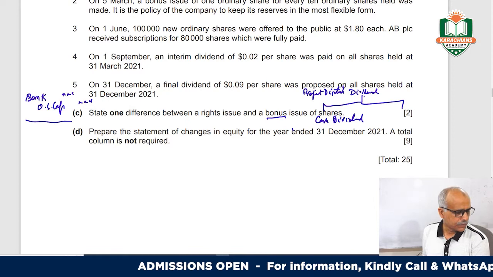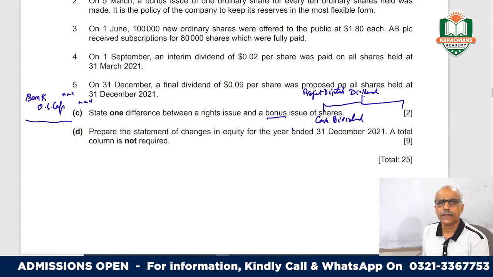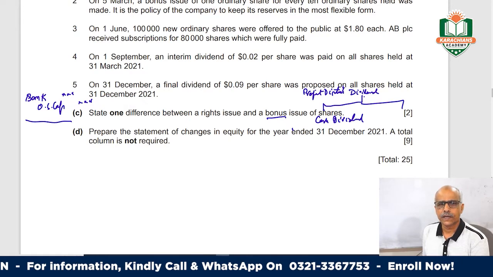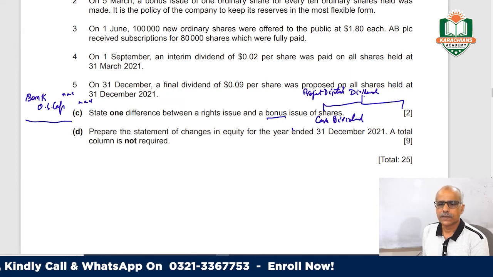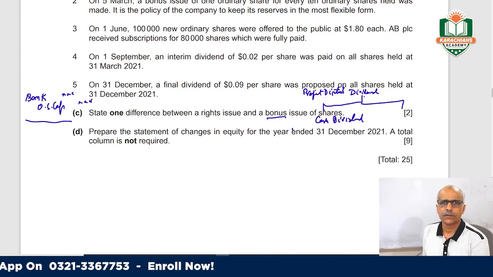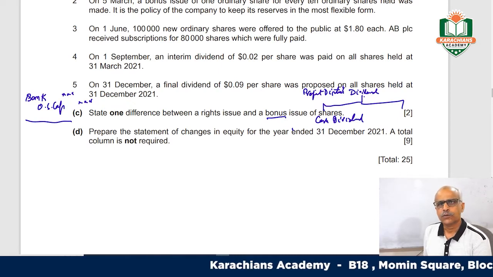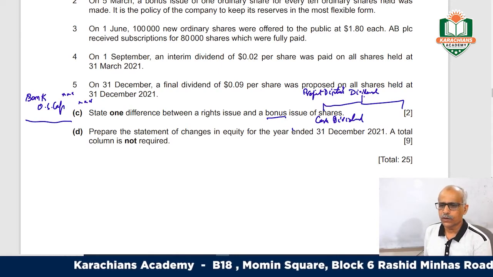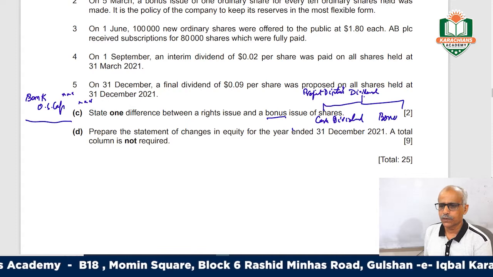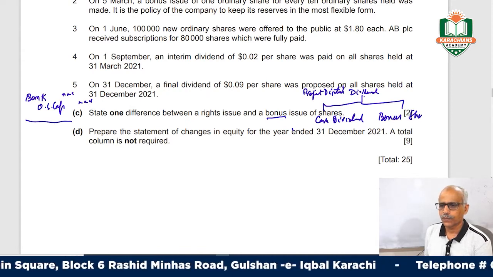If you have less money and you pay a dividend or profit distribution in cash, that will affect your liquidity position, your cash solvency, your cash position. So you will be in big trouble. Then you do not pay by cash, you give them shares. That is called a bonus. We issue them bonus shares.